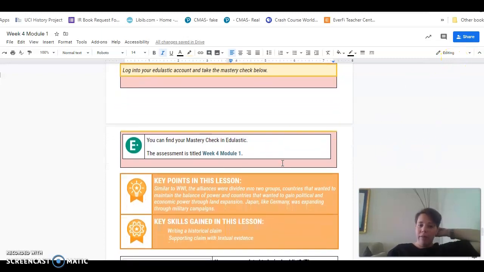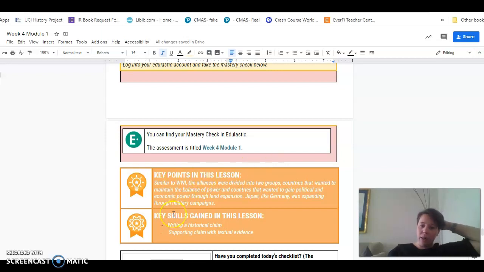Today's lesson, you should have gained, similar to World War I, alliances were divided into two groups, countries that wanted to maintain the balance of power and those that wanted to gain political and economic power through expansion. Japan, like Germany, was expanding through military campaigns. The first nation that Germany invaded was Poland. The first nation that Japan invaded was Korea, then Manchuria, then China proper. So this idea of expansion for resources, for political gain, etc.